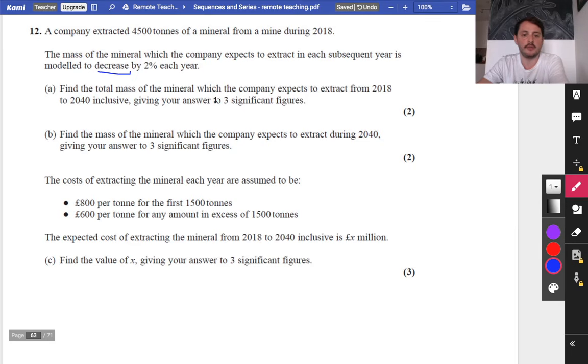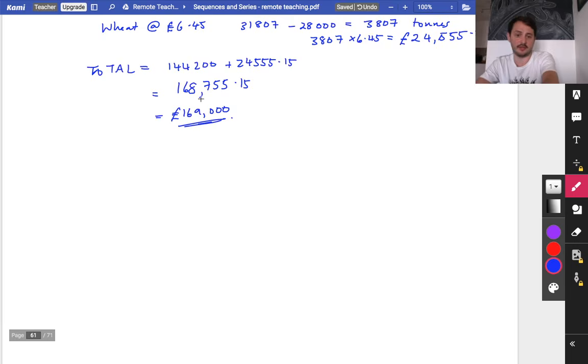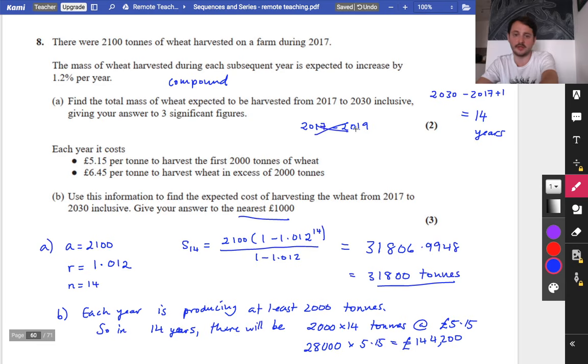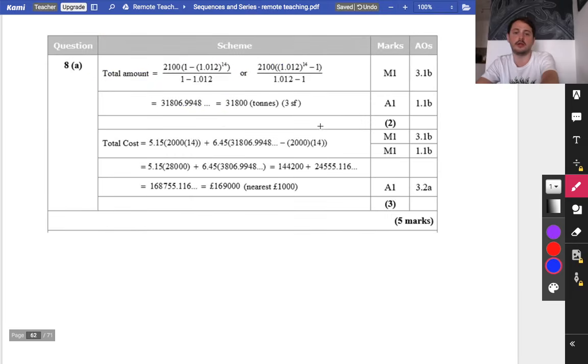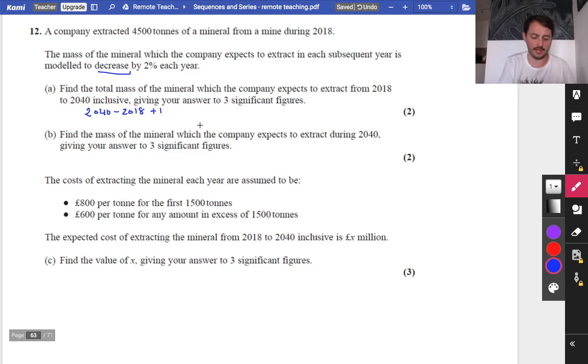Find the total mass of the mineral which the company expects to extract from 2018 to 2040 inclusive, giving your answer to 3 significant figures. So remember, we're going to do 2040, subtract 2018, and add on an extra 1 to take into account the first year. Okay, if you're not sure about that, listen back to what I said earlier, with 2027 and 2019, I'd have to add on an extra 1. So 2040 take away 2018, add 1, and that means it is going to be 23 years of extracting.